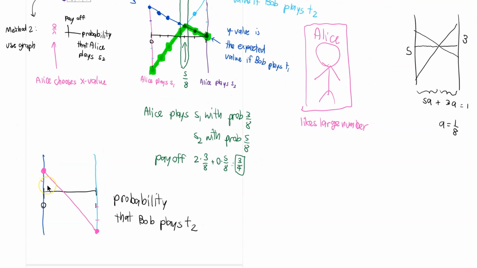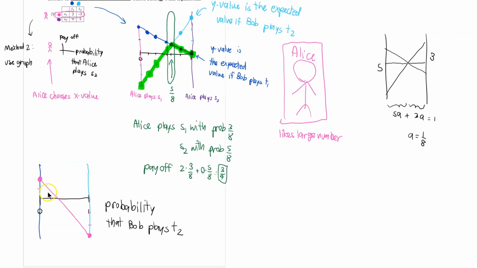Bob and Alice are now going to play the reverse role. Bob is going to choose the probability. Bob is going to choose the value on the x-axis here, which is the probability that he's going to play T2. And then Alice is going to choose between the pink line that I have just drawn and the purple line that I'm going to draw next here.